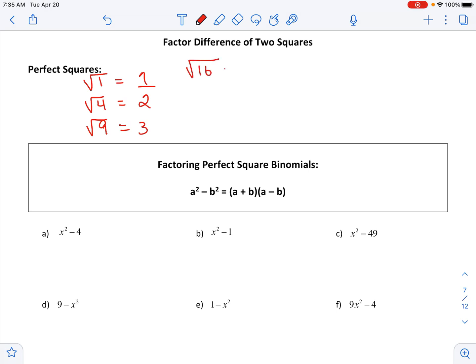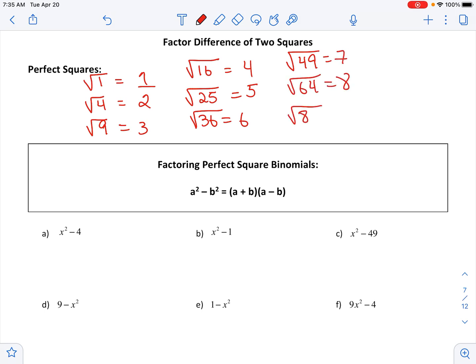Square root of 16 is 4. Square root of 25 is 5. Square root of 36 is 6. Square root of 49 is 7. Square root of 64 is 8. Square root of 81 is 9. Square root of 100 is 10. Square root of 121 is 11. And square root of 144 is 12. So if you recognize these numbers, it will make some of these problems much easier.